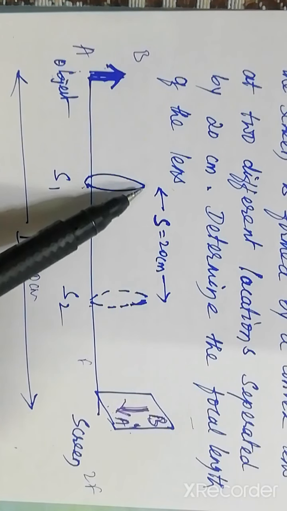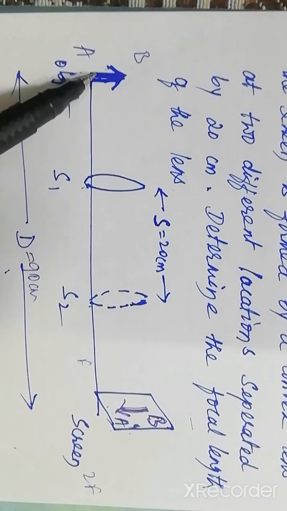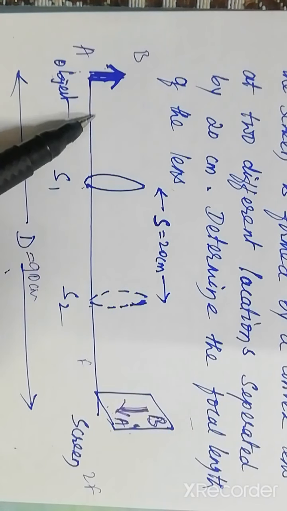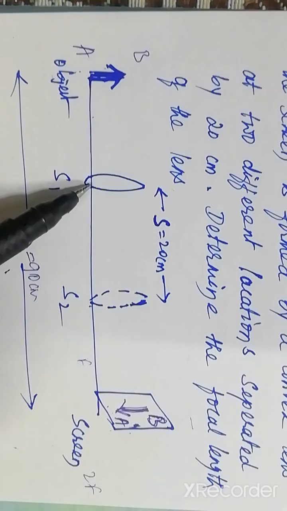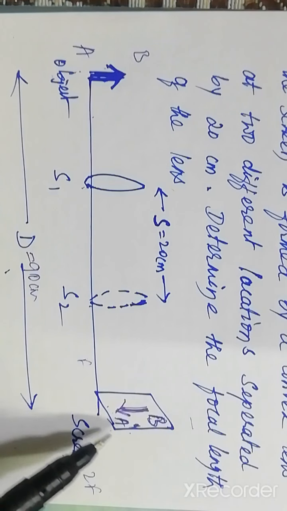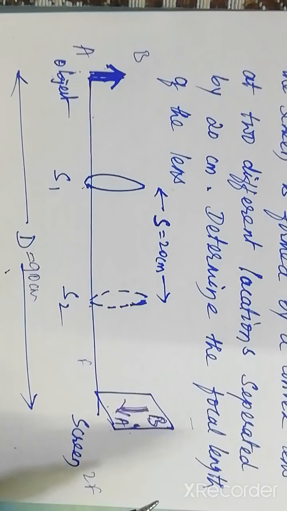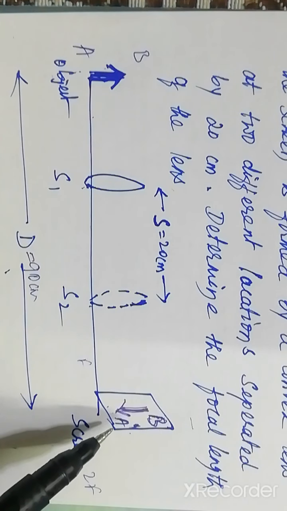When the lens is positioned at S1, the object falls in between f and 2f of the given lens. The image will be beyond 2f. The nature of the image what we get on the screen is a real, inverted and enlarged image is formed on the screen.